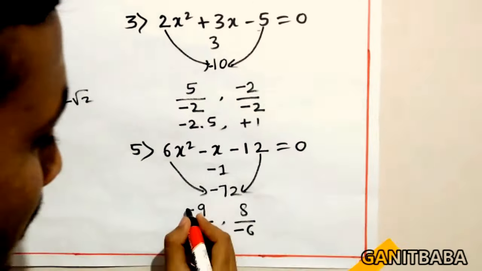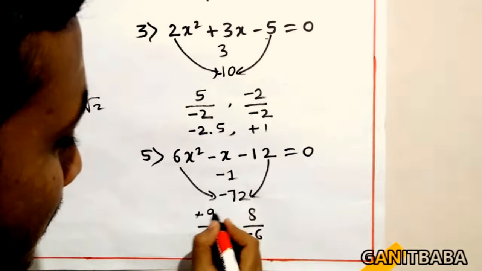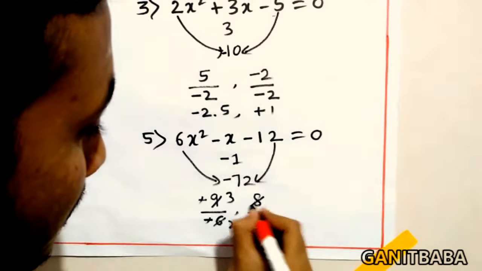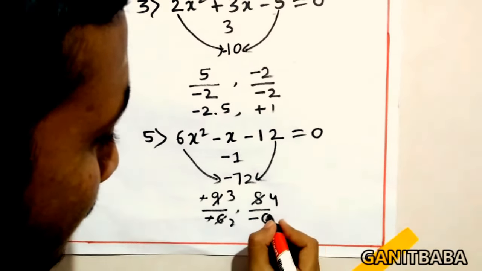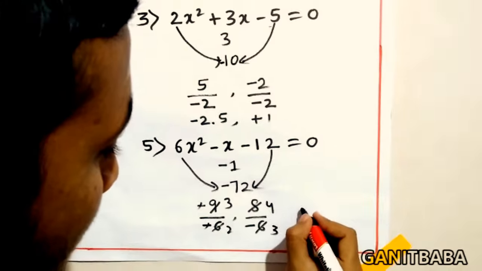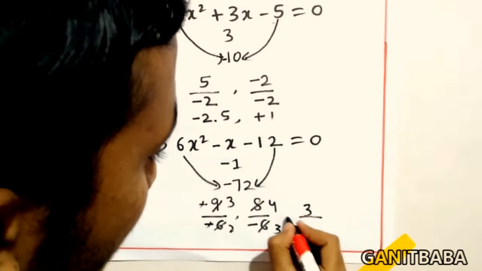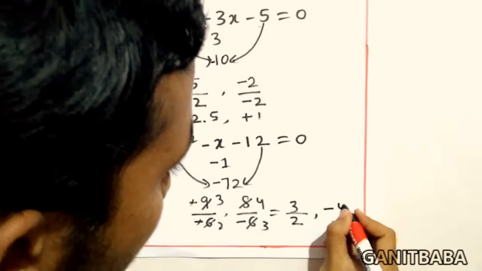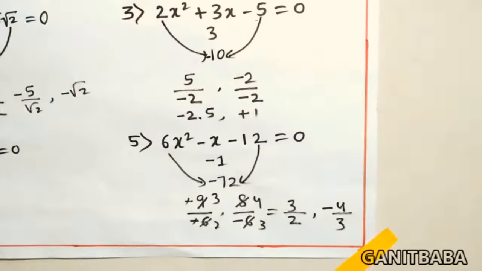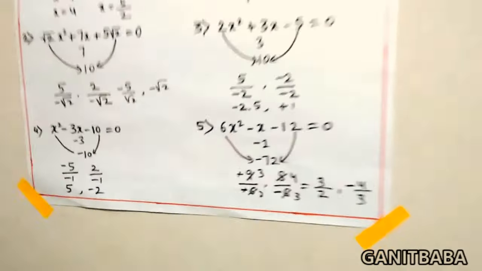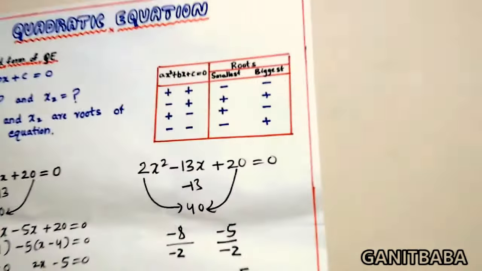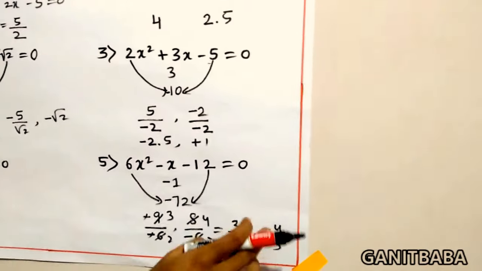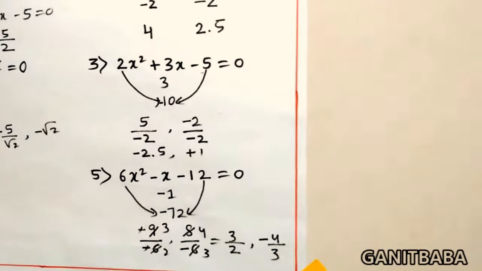Okay, so the symbols will get cancelled, and this will be 3 by 2, and this will be 4 by 3, that is 3 by 2 comma minus 4 by 3. Okay, so from the table we verified the things. If it is minus minus, the biggest root will get the plus symbol and the smallest root will get the minus symbol.